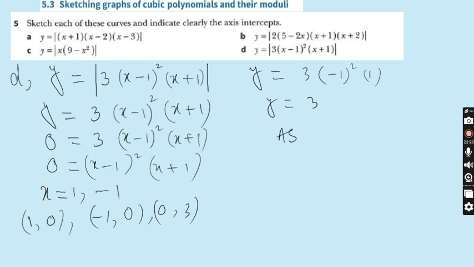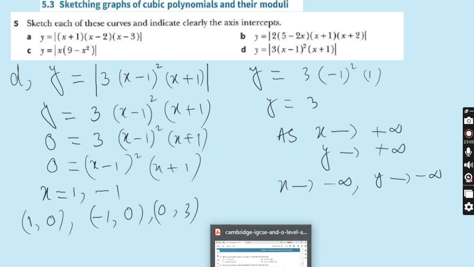You can see, if you find the end behavior, as x approaches positive infinity, y also approaches positive infinity. Similarly, as x approaches negative infinity, y also approaches negative infinity. How can you check? For any positive value of x you get a positive value of y, and any negative value of x gives a negative value of y. I am talking about the equation without the modulus function.